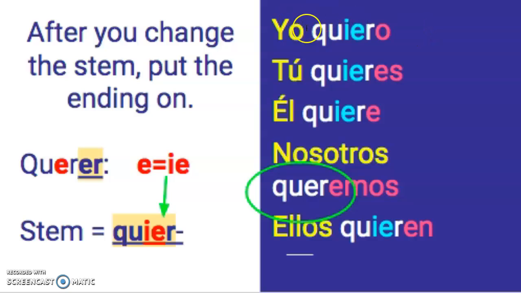So O for yo, ES for tú, E for él, and then I would do EMOS for nosotros, but I don't do a stem change here. There's no E to IE in nosotros. And then ellos quieren. So quiero, quieres, quiere, queremos, quieren. You can almost hear there's a little bit of a difference in the way that I pronounce it. Quieren and queremos, queremos, quieren.